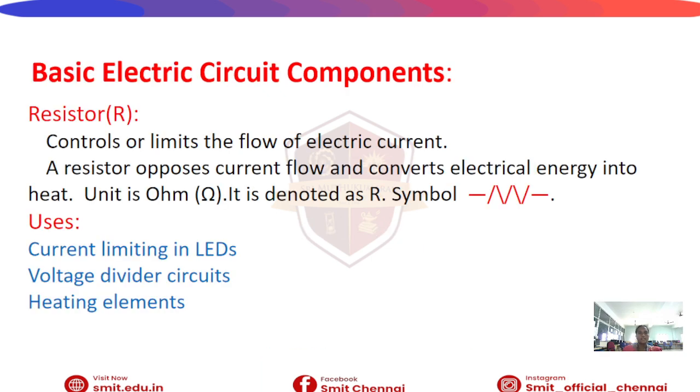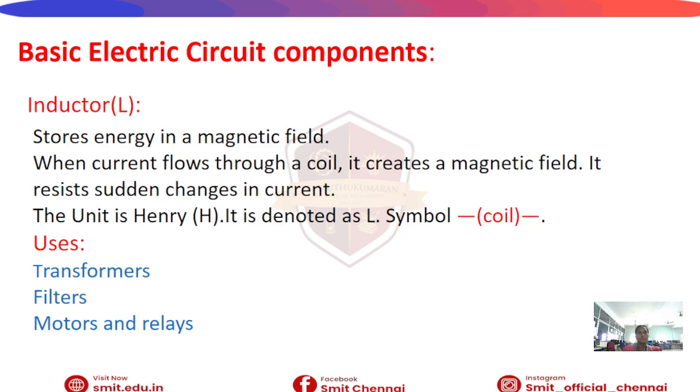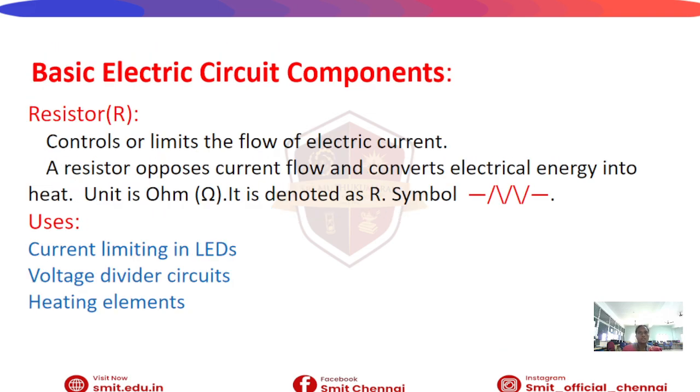Basic electric circuit components. An electric circuit mainly consists of three basic components: resistor, inductor, and capacitor. These components control, store, or modify electrical energy in a circuit. Resistor. A resistor is used to control or limit the flow of electric current. It opposes the current and converts electrical energy into heat energy. The unit of resistor is ohm. The symbol of resistor is R. The application for resistor is used in LED current limiting, voltage divider circuits, and heating elements.